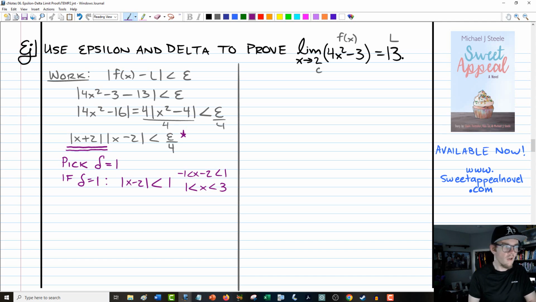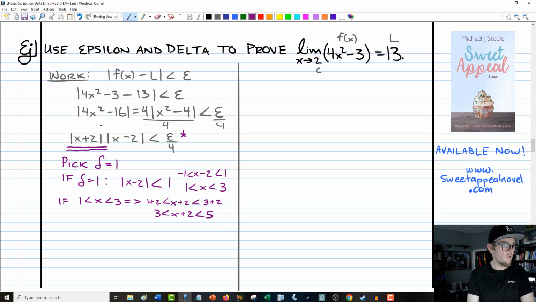So let's go deal with x plus 2. If x is between 1 and 3, which again came from our arbitrary choice of delta being 1, we could have chosen delta equals 10. I just chose 1 for simplicity. If 1 is less than x is less than 3, then that's the same thing as saying x plus 2 has to be between 1 plus 2 and 3 plus 2, because we're just adding 2 to everything. In other words, x plus 2 is between 3 and 5.